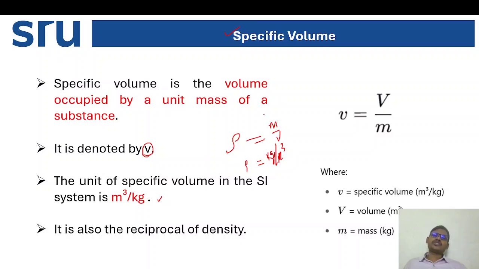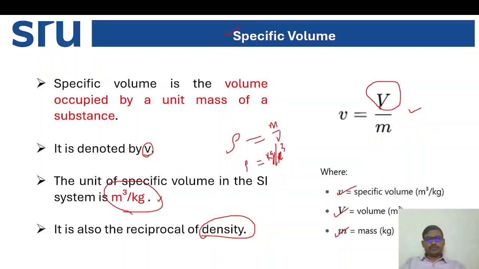Now specific volume is just the reverse of that. It is volume by mass. Mass by volume is nothing but density, and volume by mass is specific volume. So volume is dominating here, to remember. It is also the reciprocal of density, as I mentioned. Here V is volume and M is mass, so the units are meter cube per kg.